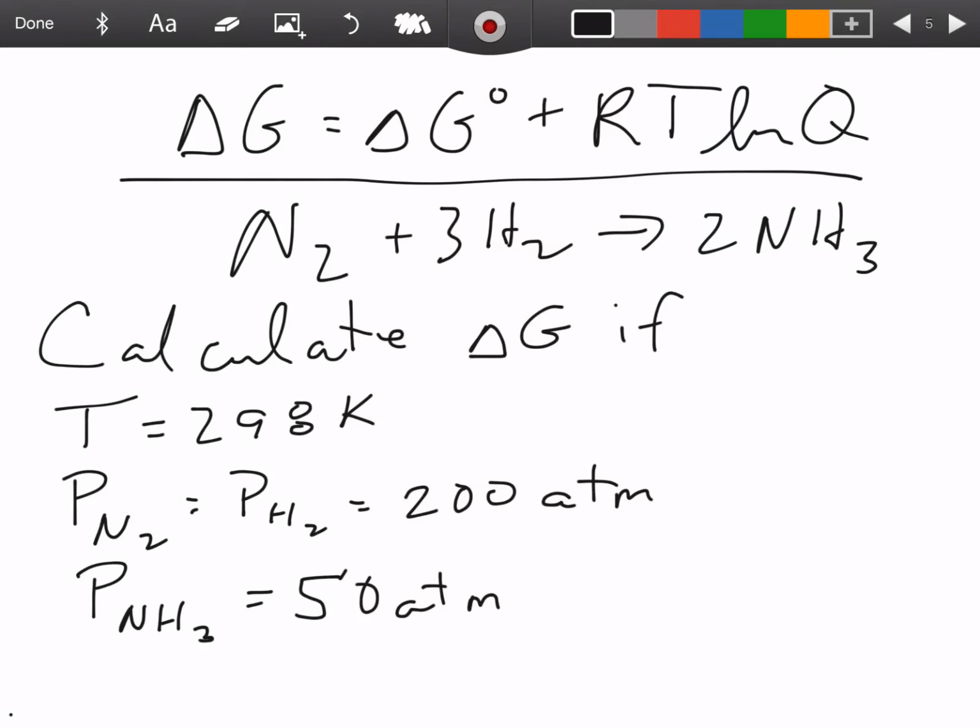All right, so under these conditions, I want to do a calculation for non-standard conditions of nitrogen and hydrogen. Again, if they were under standard conditions, they would all be 1 atmosphere. But I want to look at this equation at 298 Kelvin. I want to look at the pressure of the nitrogen and hydrogen gas being the same at 200 atmospheres, and then the pressure of the ammonia being at 50 atmospheres. So how do I go about doing this?